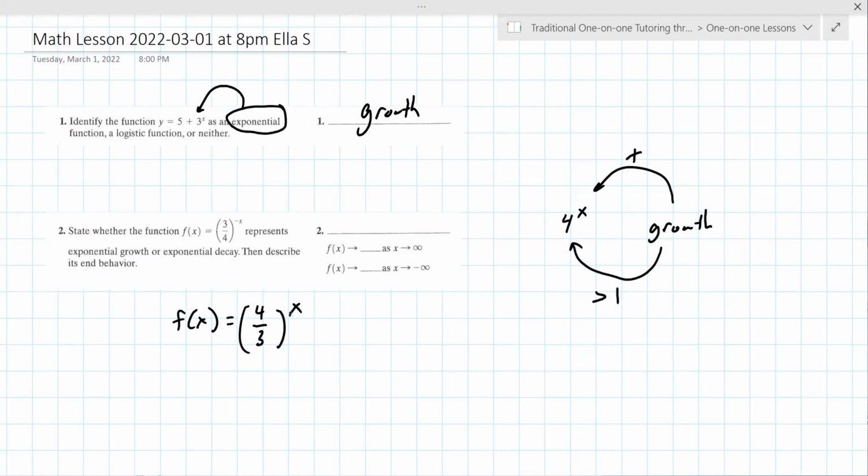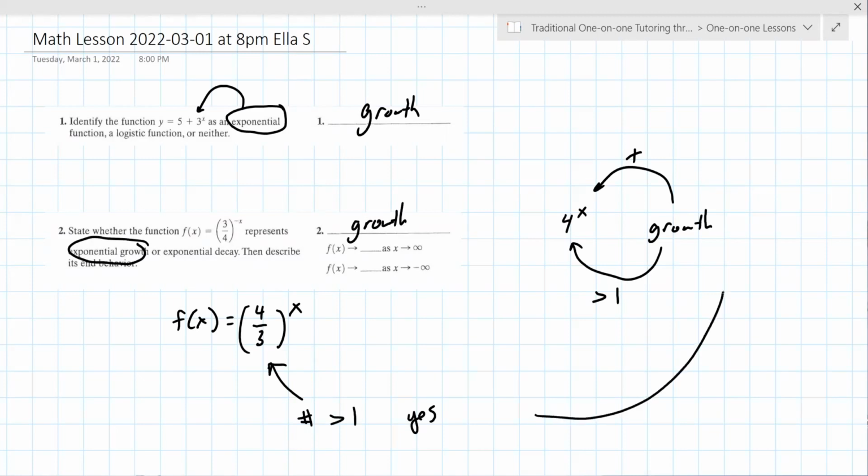And then the question is, is this growth or decay? It all depends on this number now. Is this number greater than 1? Yes. So it is growth. And then growth functions always look like this.